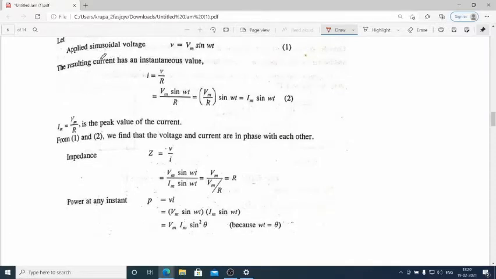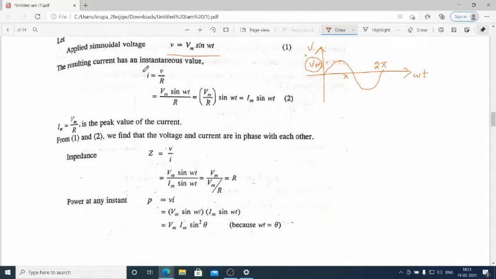So now let us consider the applied sinusoidal voltage V. It is mathematically represented as Vm sine omega t. It is a sine wave, which follows the sine rule. This is pi, this is 2 pi, and this is Vm, the peak magnitude of the voltage.